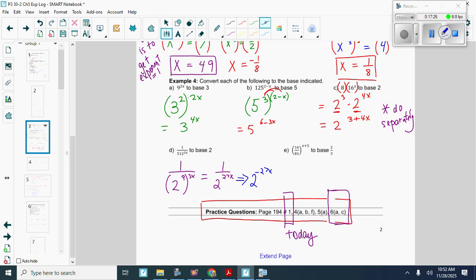Okay, next one here, guys. They want the base to be a 2 and a 3. Okay, so they're basically saying 16 to what exponent is 2, right? So connect the 16 with the 2, connect the 81 with the 3. And they better be the same exponent.